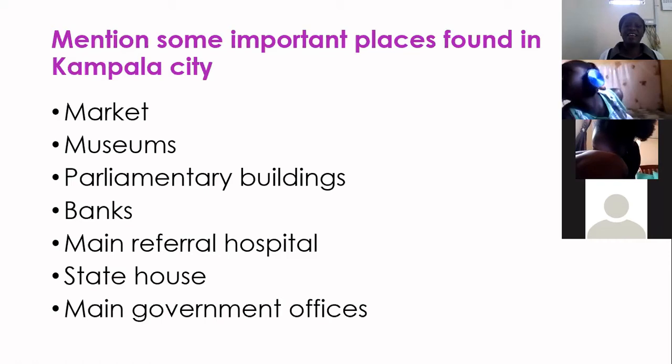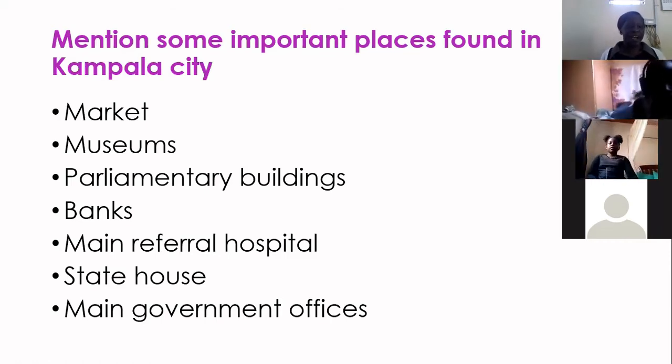We have also another important place like the museum. I think some of us are aware where the museum is. As we are going to those ends of Wandegea, there we find the museum where things of long ago are kept. Then another important place we have in Kampala is the Parliamentary Buildings. Those are the important places in Kampala. The Parliamentary Buildings are the buildings where our members of parliament come and do their work.